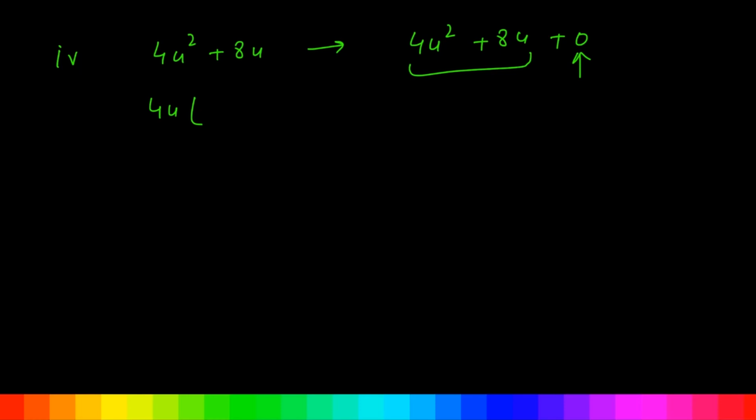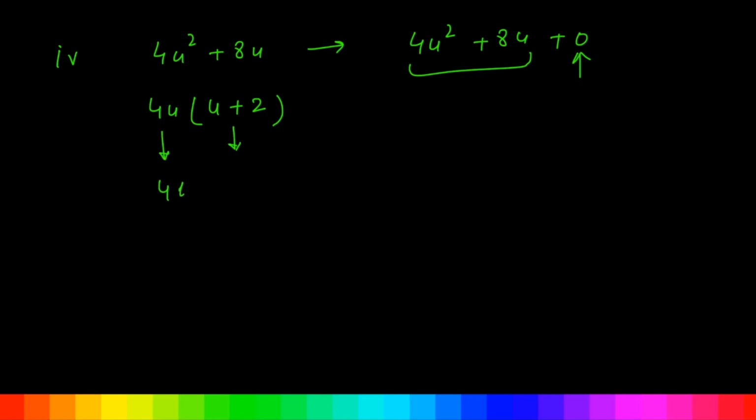Part 4. 4u square plus 8u. The standard format of this expression is 4u square plus 8u plus 0. 0 is the constant term, but the net value of the expression is 4u square plus 8u itself. So we'll take 4u as common, leaving u plus 2 in the bracket. Now there are two factors, 4u and u plus 2.